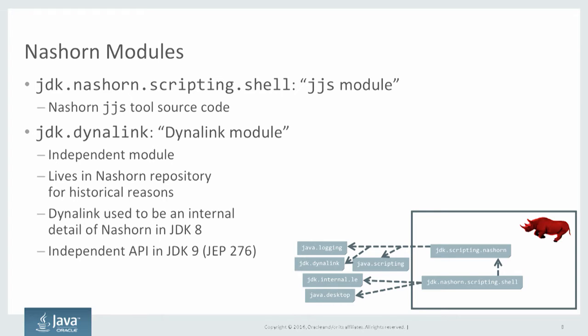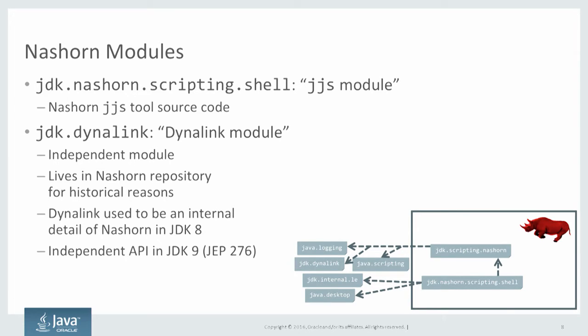Two other modules that contribute to Nashorn: the JJS shell module, which is essentially the source code of the JJS executable. This is not Compact 1 compliant anymore. That's only true for the embedded Nashorn, but it still is possible to start a Nashorn REPL in a Compact 1 profile by running java jdk.nashorn.tools.shell. You don't get line editing and such, but it's still a REPL for JavaScript.